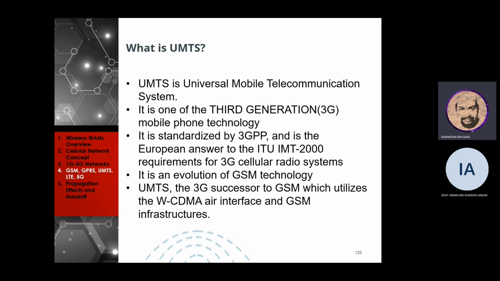Okay, habis GSM dan GPRS, kita masuk pada 3G iaitu UMTS. So UMTS is Universal Mobile Telecommunication System. So it is one of the third generation 3G mobile phone technology. Selain daripada kita belajar SSPA kan, 3.5G kan. So kita ada UMTS dulu. So it is standardized by 3GPP and it is the European answer to the ITU IMT2000 requirement for 3G cellular radio system. So it is an evolution of GSM technology. So UMTS is the 3G successor to GSM which utilize the WCDMA air interface and GSM infrastructure.